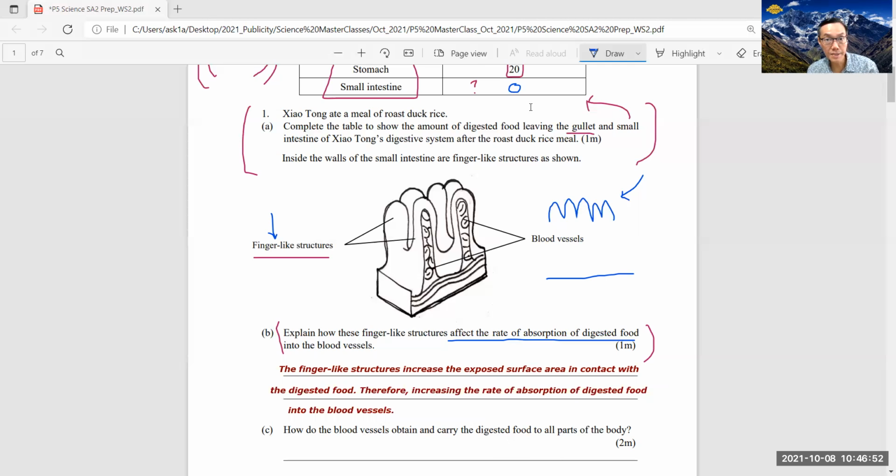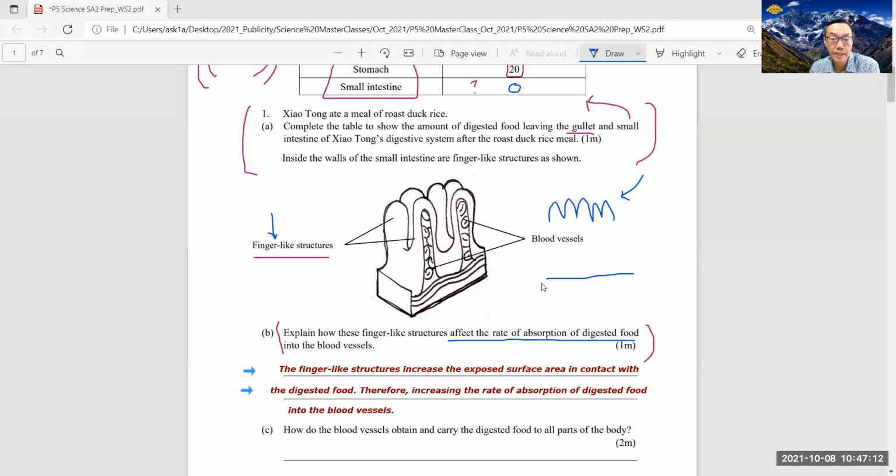Lucian, can you read out the answer? Lucian: The finger-like structures increase exposed surface area in contact with the digested food, therefore increasing the rate of absorption of digested food in the blood vessel.